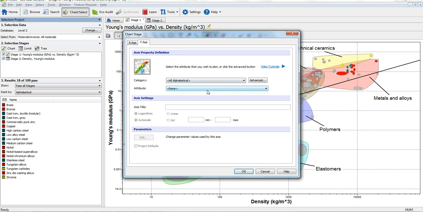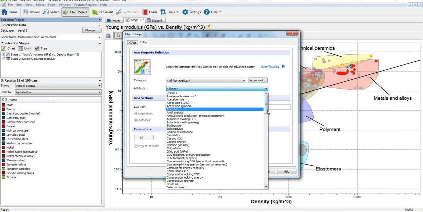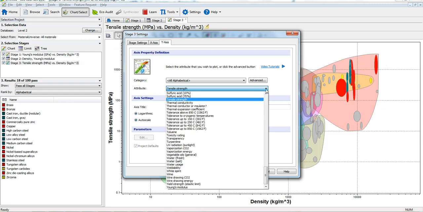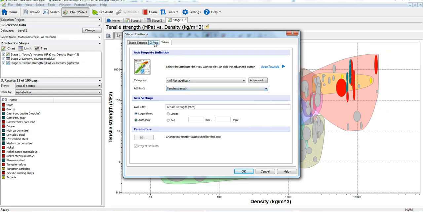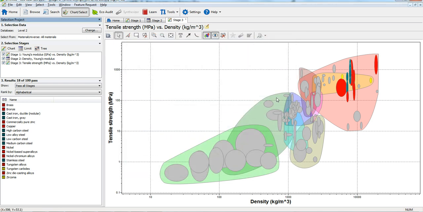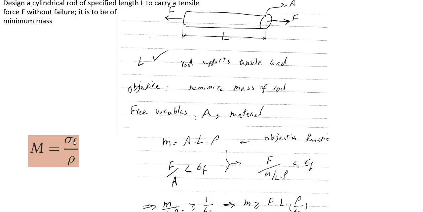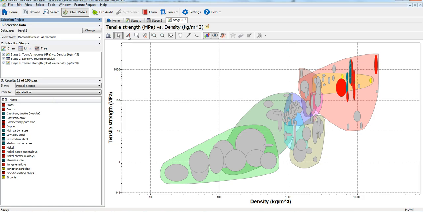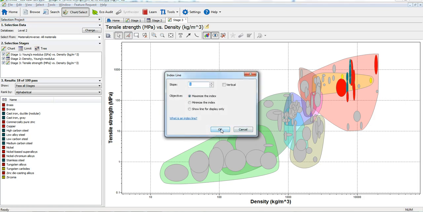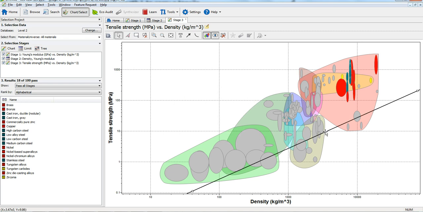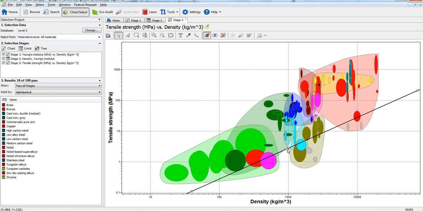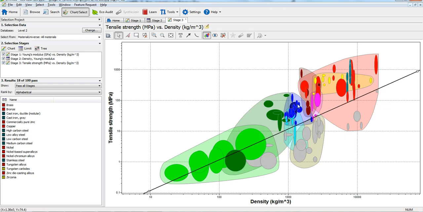Let's go to the chart again, to the CES chart. On the y-axis we have failure strength, which from this menu we choose tensile strength, and on the x-axis we have density. We press OK. Now we have different types of material, and because our goal is to maximize strength over density, and the exponent is 1, we draw a line that has a slope of 1, and we insert it anywhere in the tensile strength versus density chart.